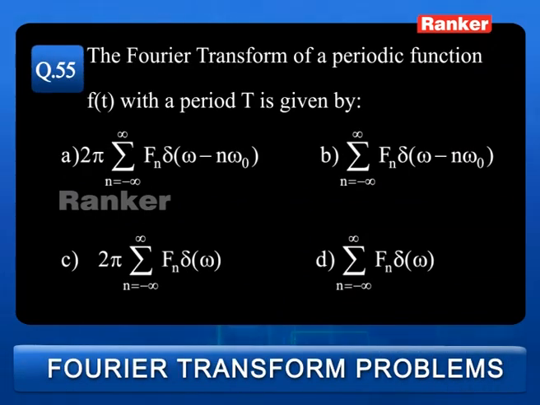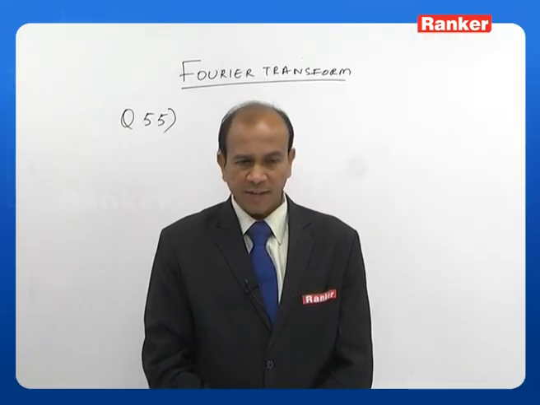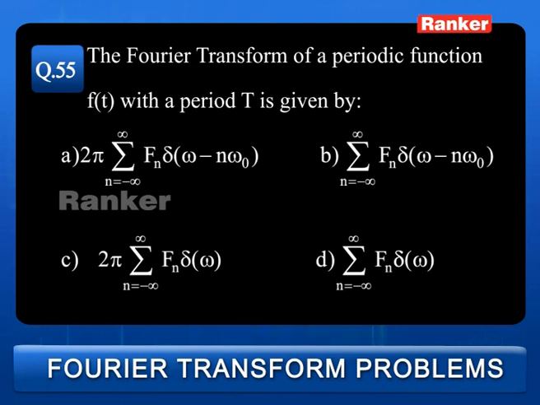Let us see question number 55. The Fourier transform of a periodic function f of t with period T is given by A, 2 pi summation n equal to minus infinity to plus infinity F n delta of omega minus n omega naught, B, summation n equal to minus infinity to plus infinity F n delta of omega minus n omega naught, C, 2 pi summation n equal to minus infinity to plus infinity F n delta of omega, D, summation n equal to minus infinity to plus infinity F n delta of omega. The answer is A, that is 2 pi summation n equal to minus infinity to plus infinity F n delta of omega minus n omega naught. So the answer is A.